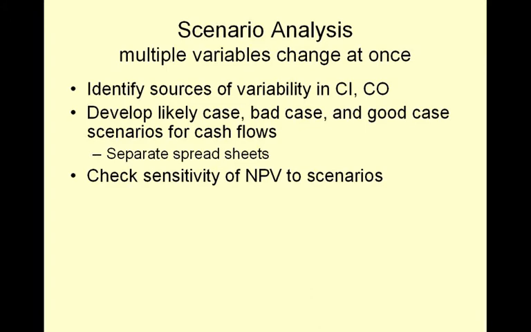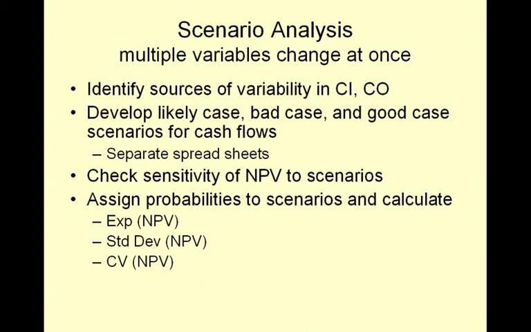The process they follow is to establish net present value amounts for likely, good and bad cases, and then to assign probabilities to these cases and calculate an expected or average net present value across the three scenarios, the standard deviation of the net present value across these scenarios, and the coefficient of variation of net present value.